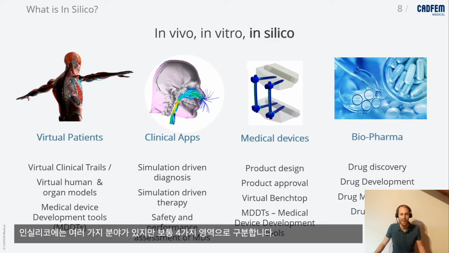There are several applications of in silico, as you can see here, but usually we separate it into 4 different areas. So one would be, for example, virtual patients. The other one would be clinical apps. The third, actual development and testing of medical devices. And finally, everything related to biopharma.